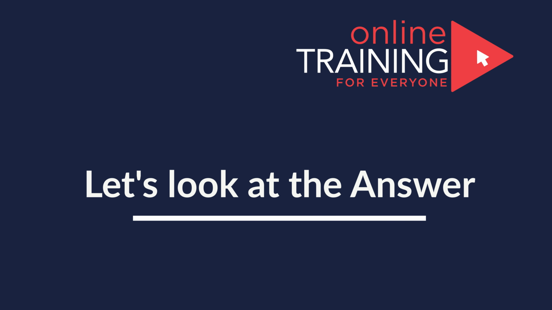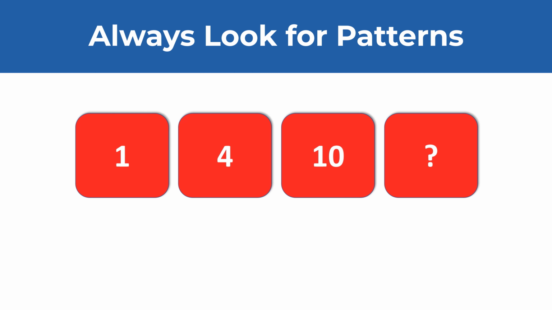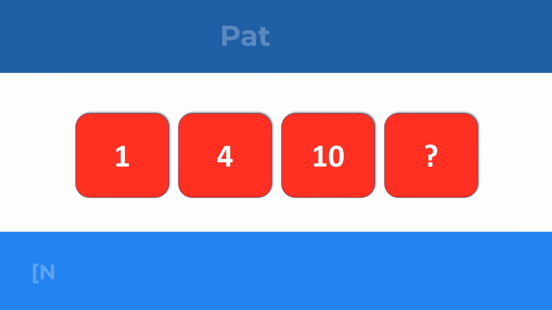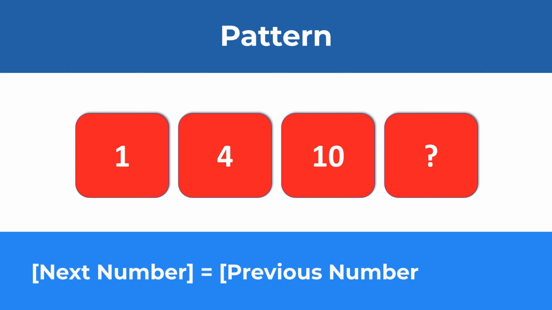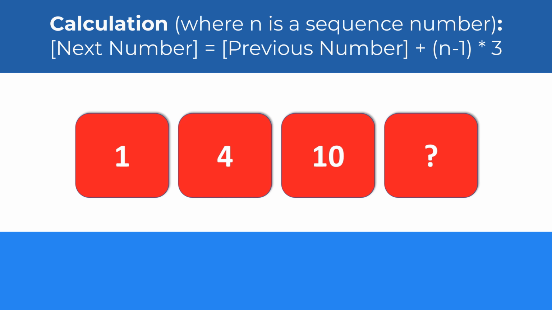As usual, my advice to you, always look for patterns. And the pattern in this case is that the next number is calculated as the previous number plus the number in the sequence minus 1 in parentheses, multiplied by 3. So to calculate the missing number, let's walk through the sequence.